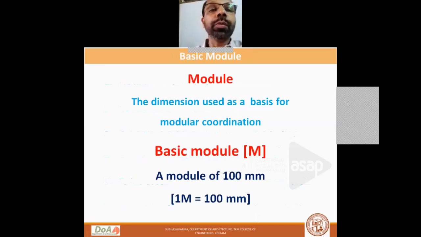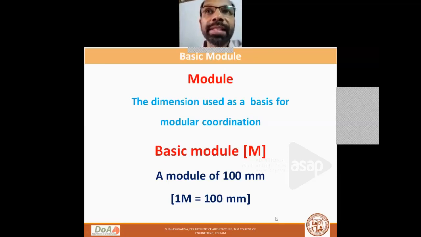Then we'll discuss what a basic module is. We have already discussed that modular coordination is associated with the standardization of dimension. So you can say that a module is a dimension used as a basis for modular coordination. There is a basic unit which you call a module.